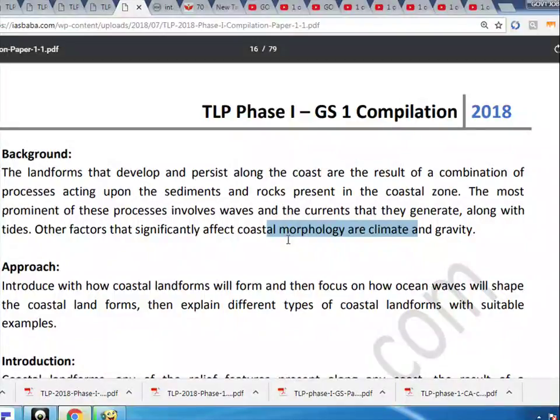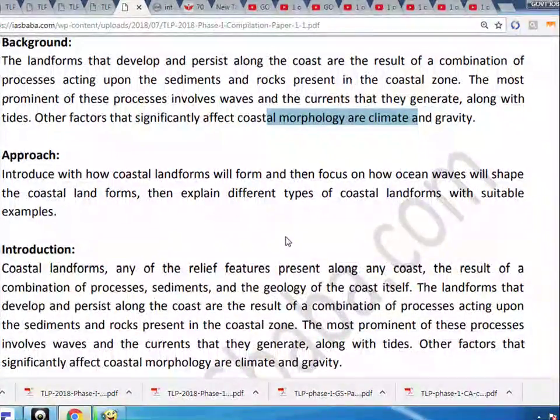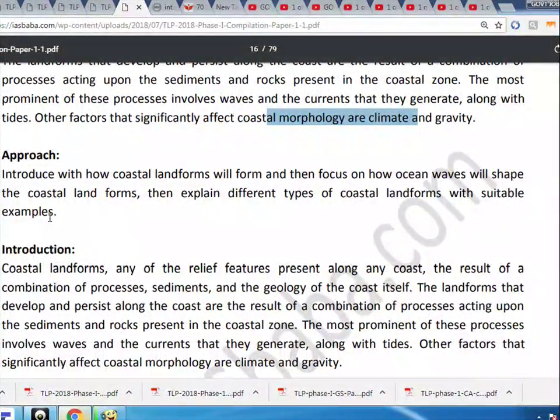Approach: introduce with how coastal landforms will form and then focus on how ocean waves will shape the coastal landforms. Then explain different types of coastal landforms with suitable examples.